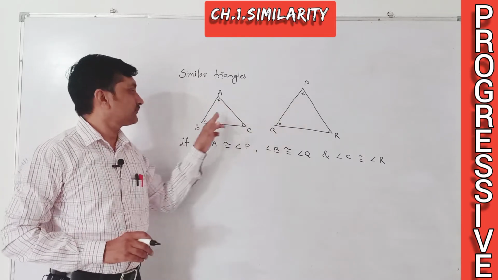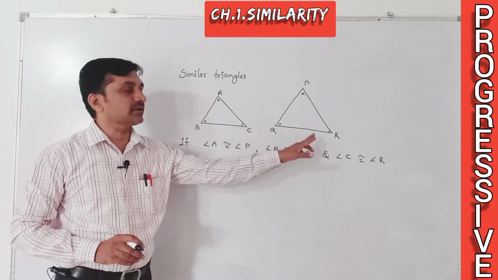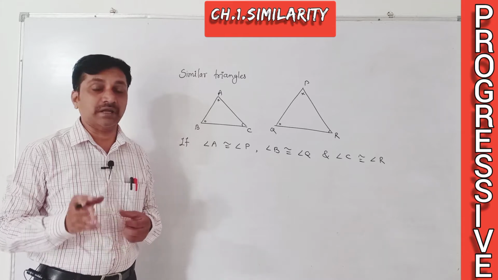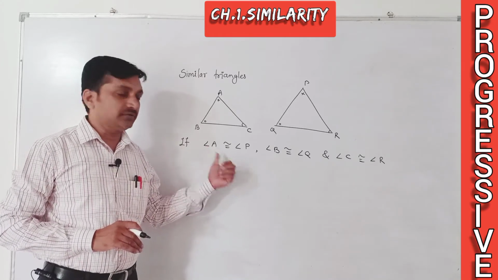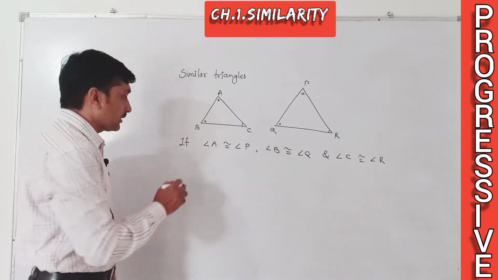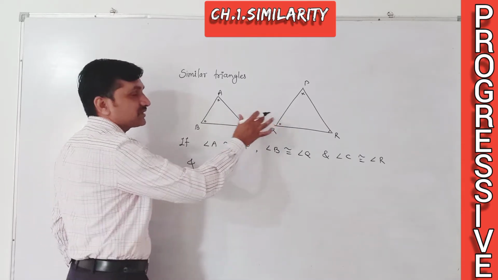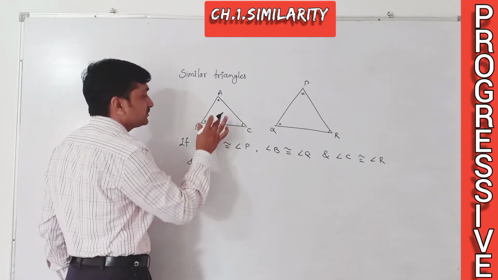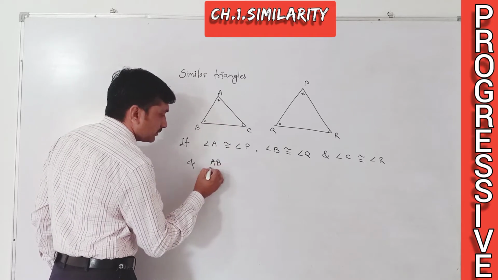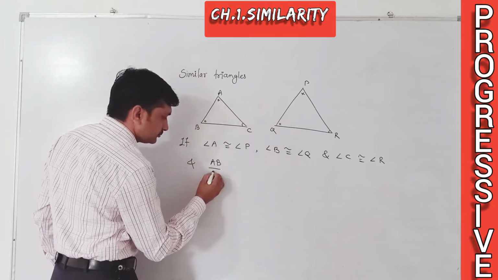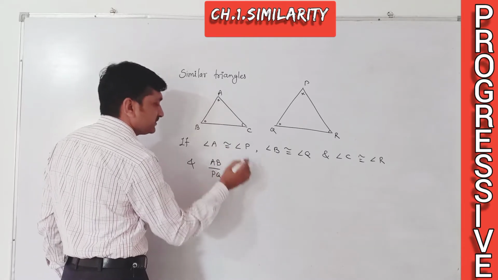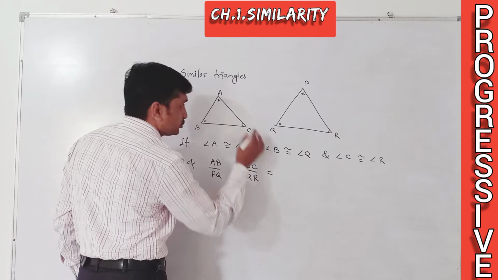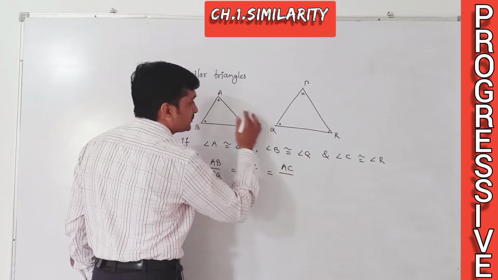Angle A with angle P, angle B with angle Q, angle C with angle R. These are corresponding angles. If corresponding angles are congruent and their corresponding sides are in proportion, corresponding sides are in proportion. The corresponding side of AB is PQ, so AB upon PQ is equal to BC upon QR, which is equal to AC upon PR.